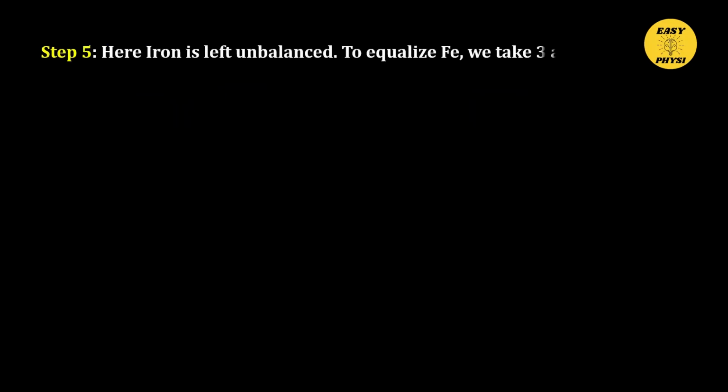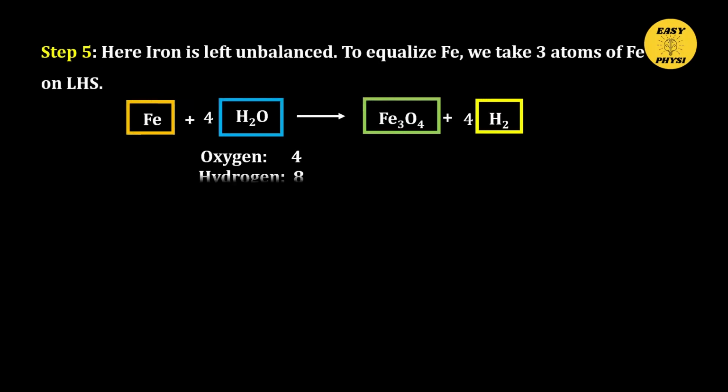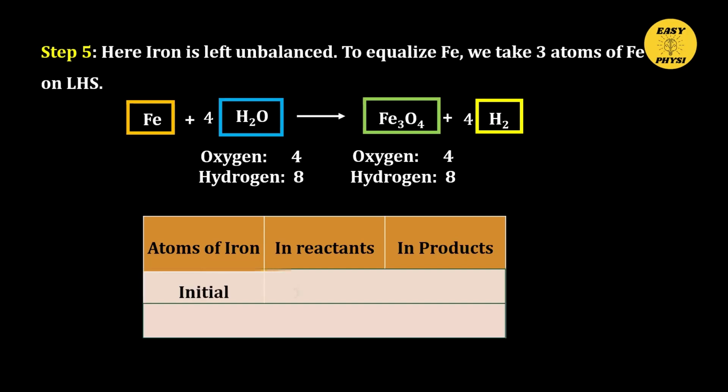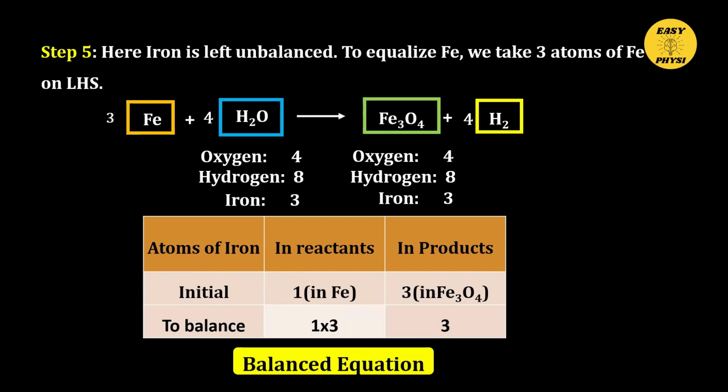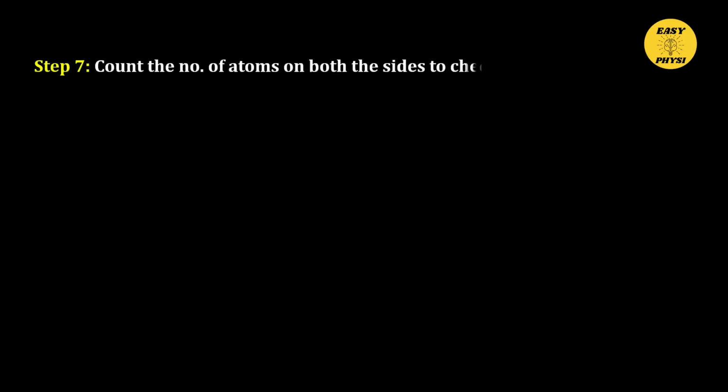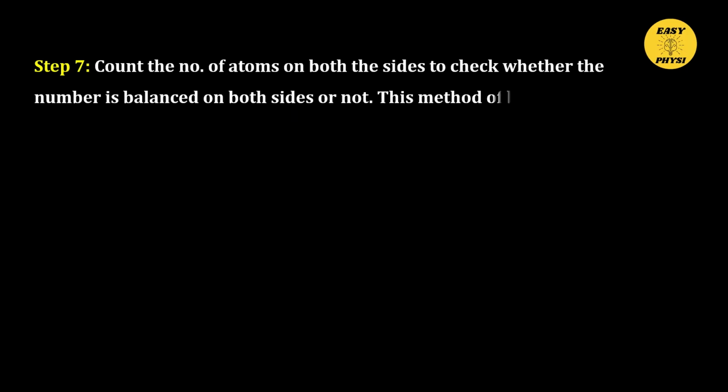Step 5: Here iron is left unbalanced. To equalize Fe, we take 3 atoms of Fe on the left hand side. So atoms of iron on the reactant side is 1, while on the product side it is 3. To balance it, we will multiply by 3 on the reactant side. So the number of iron atoms on the reactant side is 3, while on the product side it is also 3. Now it is a balanced equation. Step 7: Count the number of atoms on both sides to check whether the equation is balanced on both sides or not. This method of balancing is called hit and trial method.